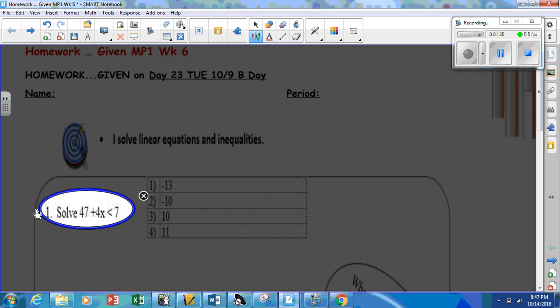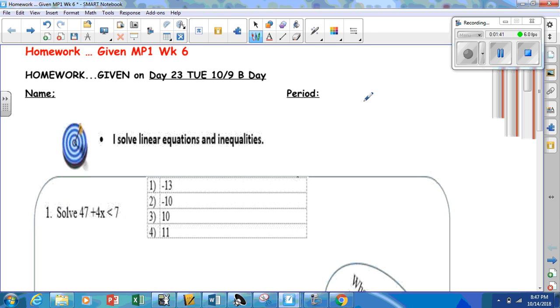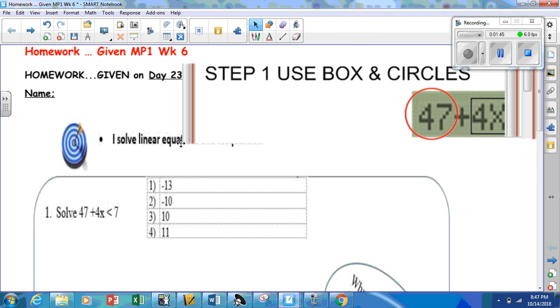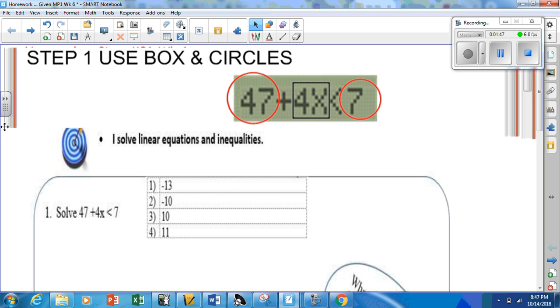Now, what can we do? Well, we can use boxes and circles. We can use our graphing calculator. I'm going to start with boxes and circles because that's the most basic form you've been introduced. So what is boxes and circles? Consider the following. You see an X, we box the X. You see a number, we circle the numbers.